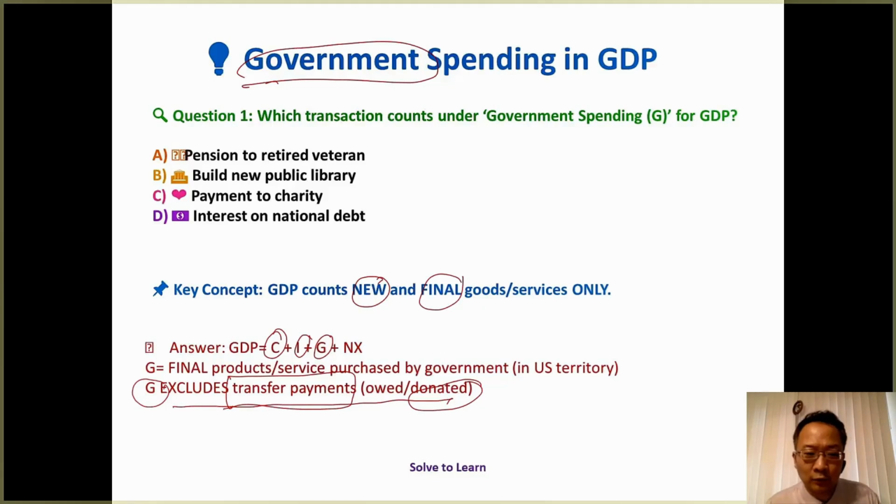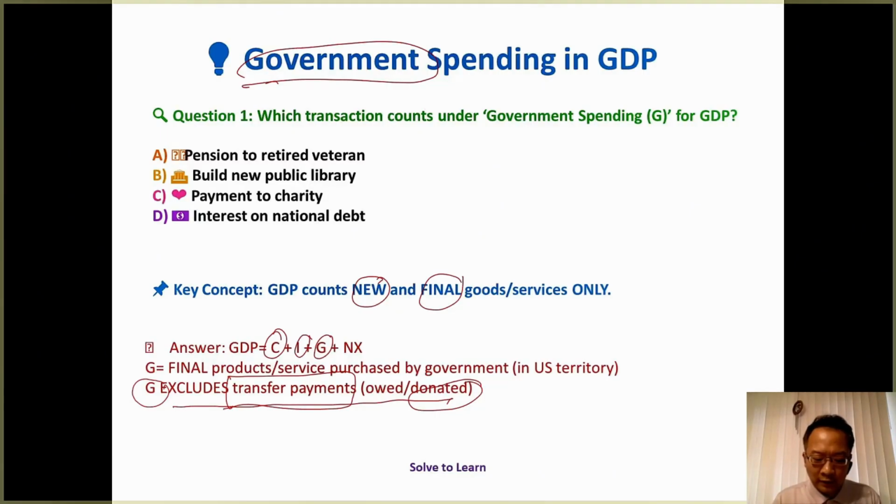A classic example of a transfer payment is when the government returns money to taxpayers, such as paying back taxes or pensions. These are considered transfer payments because, for instance, pensions are money the government already owes to citizens. Once we understand these basic concepts, it becomes much easier to tackle these questions.